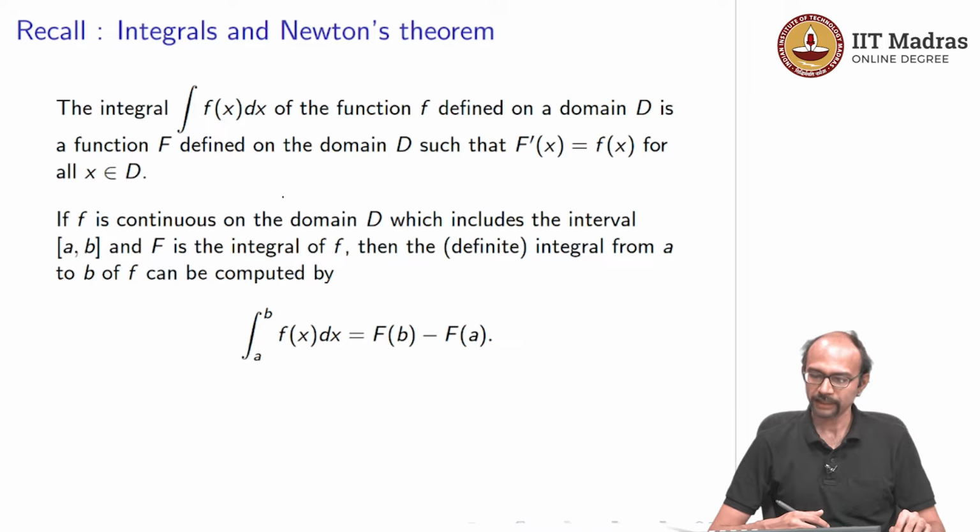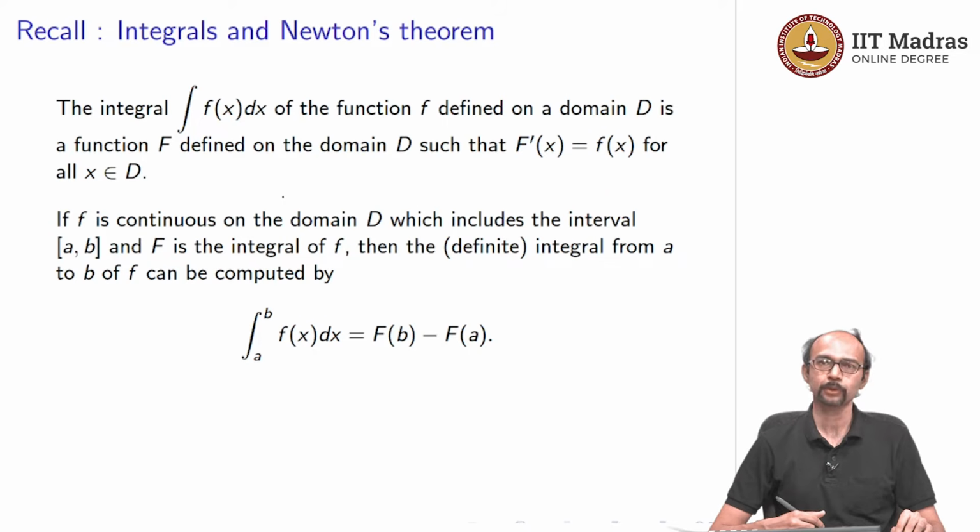Now, Newton's theorem had two parts, but I am stating the part that we really need in order to compute integrals. If f is continuous on the domain D, which includes the interval [a, b]. So, now all the action is taking place on this interval [a, b]. As you must have observed in the videos so far, the domain D is just a placeholder. So, if f is continuous on the domain D, which includes the interval [a, b], and capital F is the integral of little f, then the integral from a to b of f is capital F of b minus capital F of a.